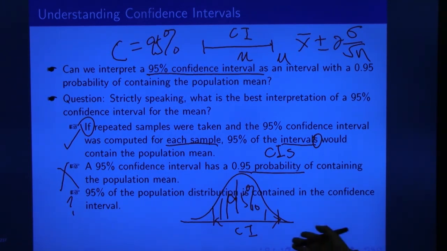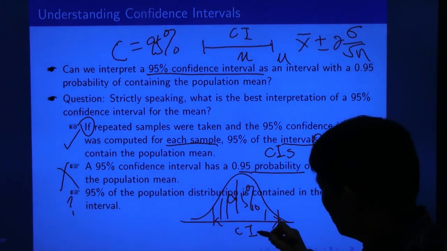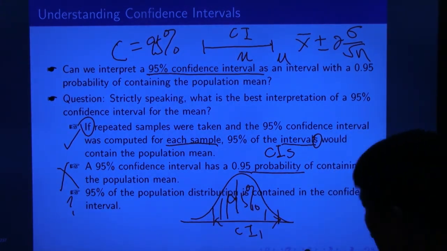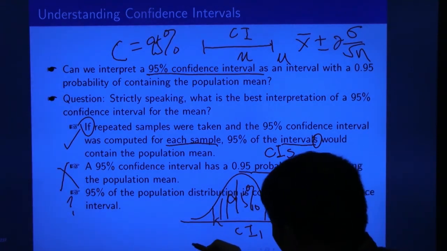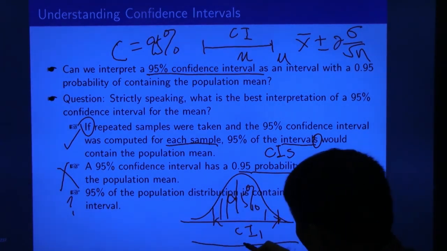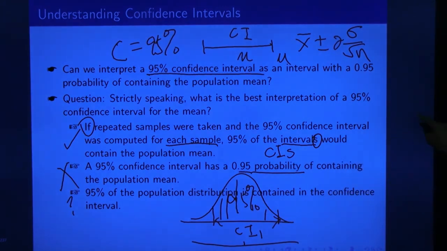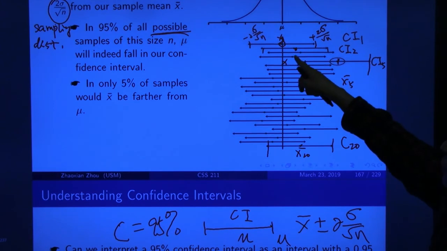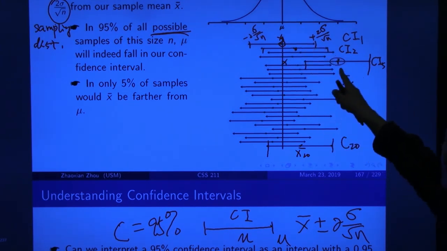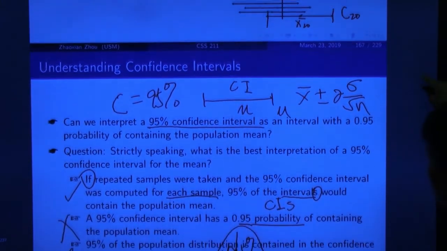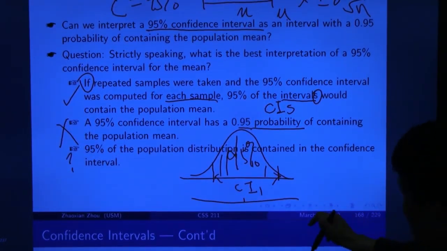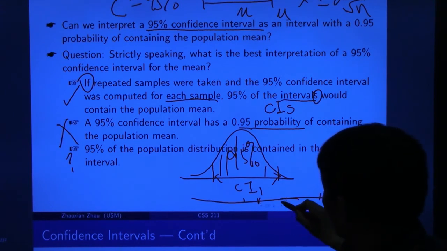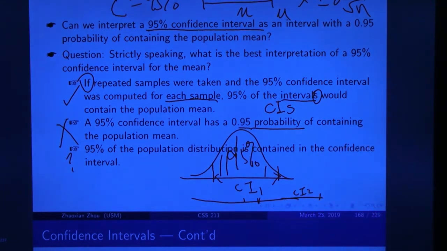Okay, we assume this one is correct. Right? So this one is for confidence interval 1. Now, I will form the second confidence interval. As we already know from here, the second confidence interval may be different. It's definitely different than the first one, or maybe even very far away. Suppose the second interval is from here to here. That is possible, so that is CI2.